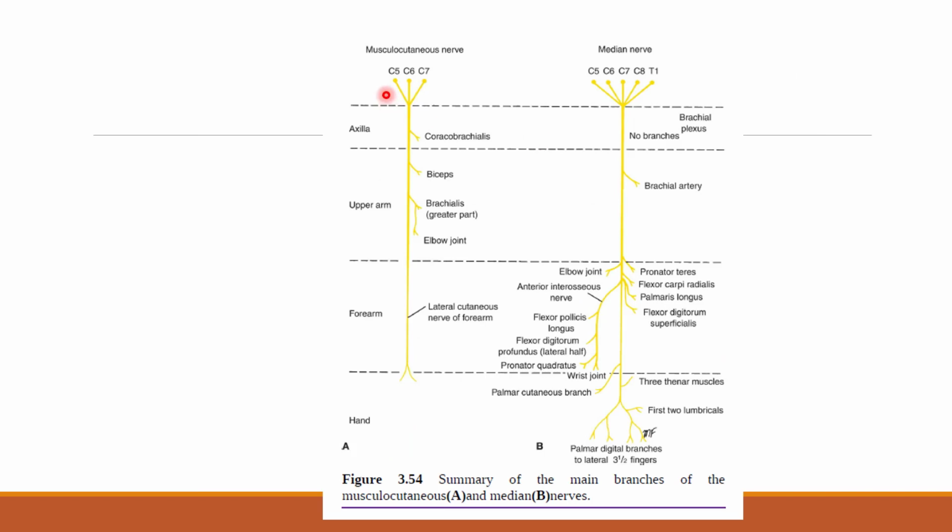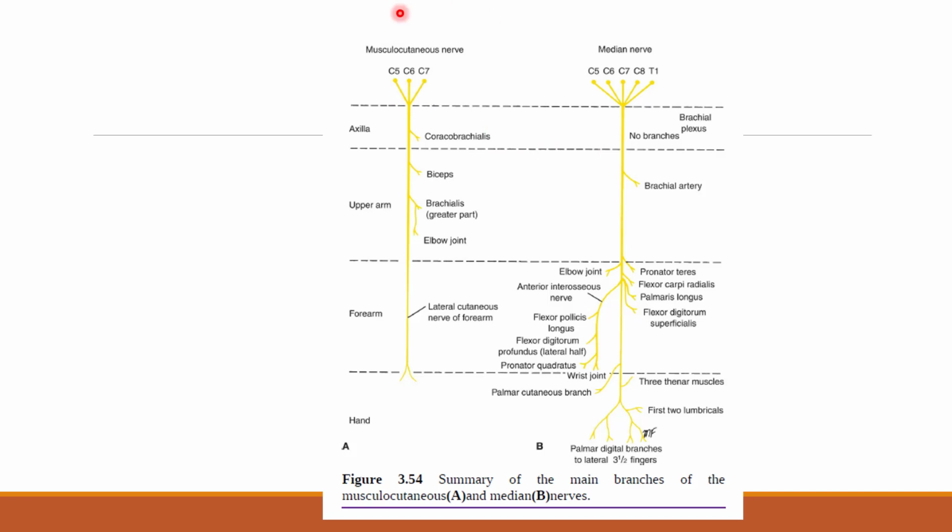See here in this diagram, this is the diagram for the musculocutaneous nerve. It is formed by C5, C6 and C7. In the axilla, it gives one branch which supplies the coracobrachialis muscle. In the upper arm, it gives branches to the biceps, the brachialis, and an articular branch to the elbow joint. Then in the forearm, it is continued as the lateral cutaneous nerve of the forearm. These are very good diagrams because these are the summaries of the main branches of the brachial plexus.